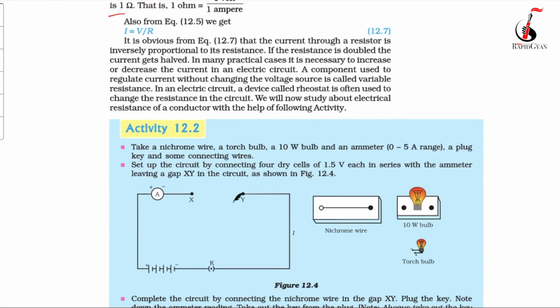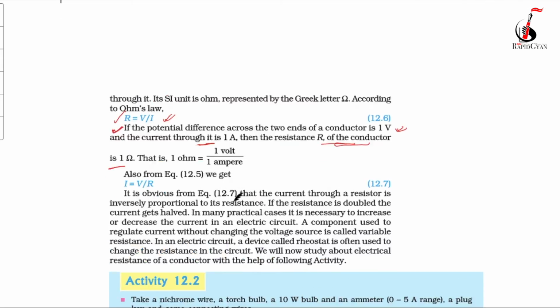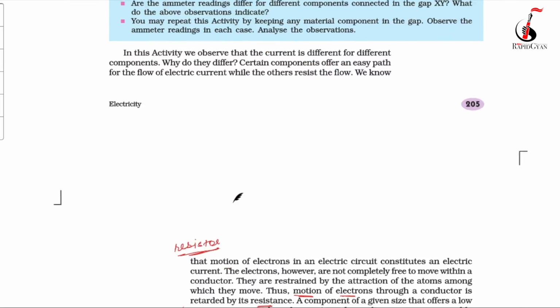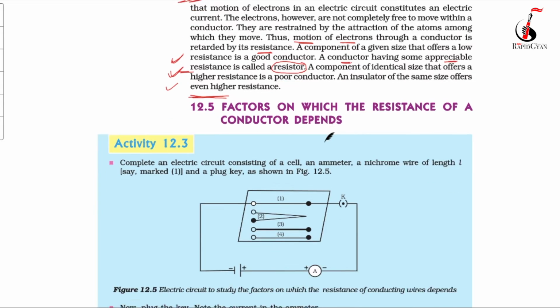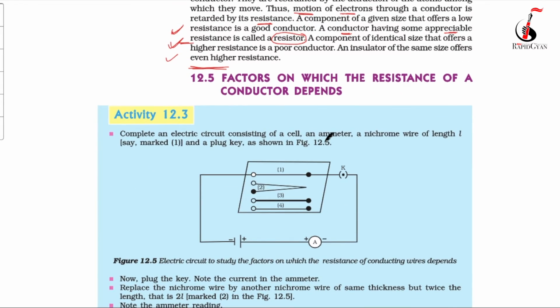Okay, let's move further. So what are the things we have done? We have done Ohm's law, we have understood resistance and what resistors are, we have got that. Now the next topic is coming: factors on which the resistance of a conductor depends.